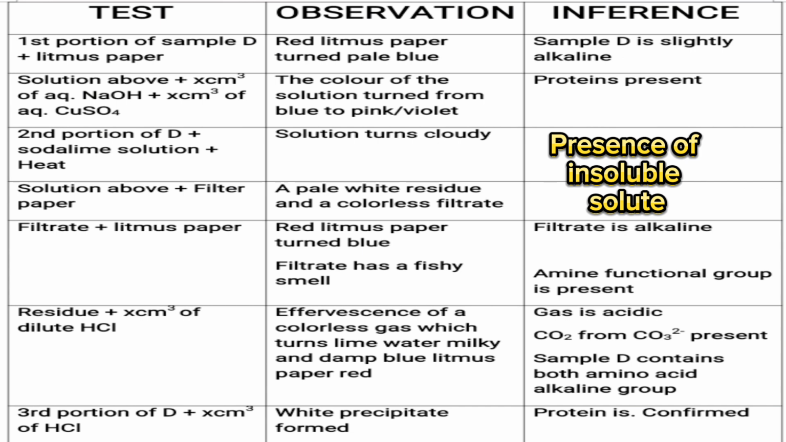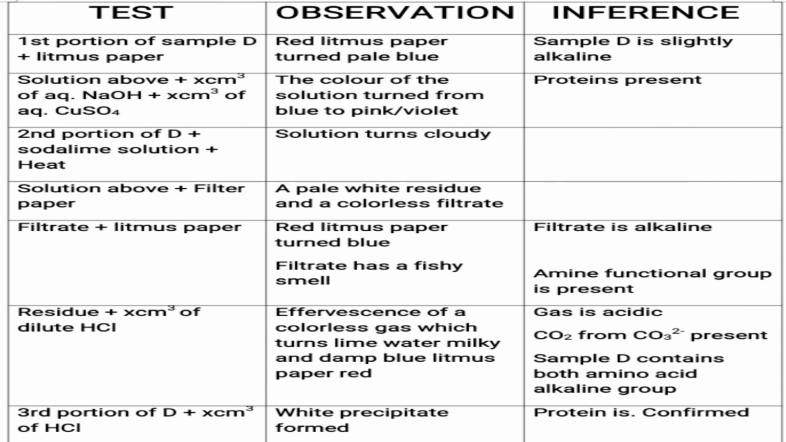When you filter, you find out that there's a pale white residue that is gathered on the filter paper, and then the filtrate that passes through is clear or colorless. That also signifies that, or from that, we can infer that there's presence of insoluble component. So simply write under the inference, presence of insoluble component.